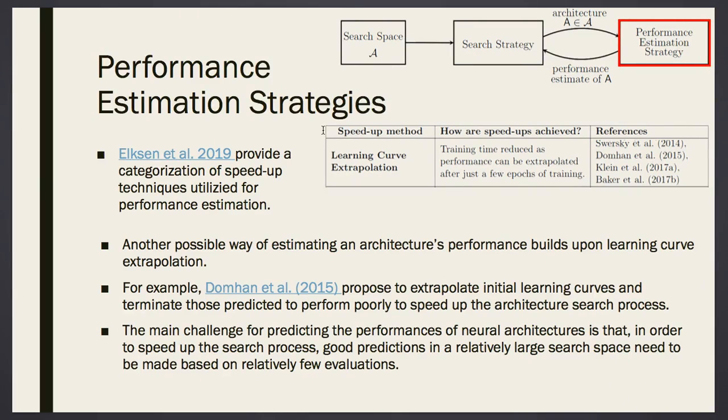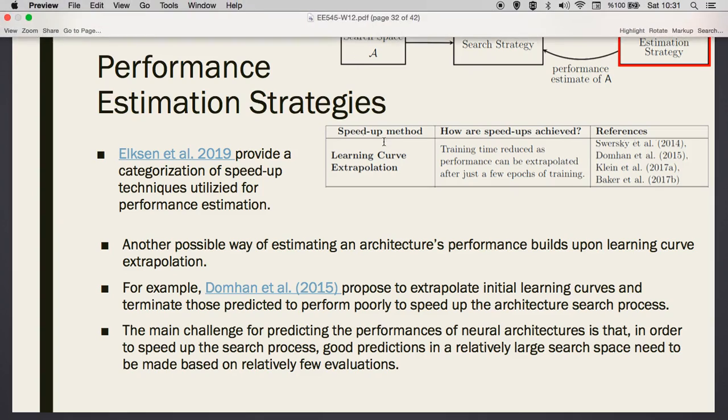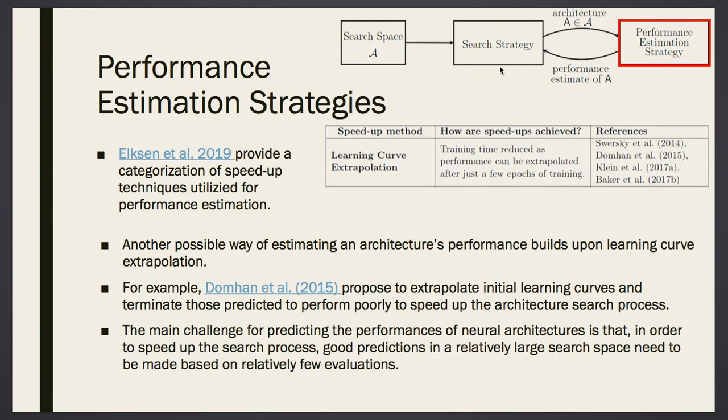Okay, learning curve extrapolation. In order to understand this method, we should first understand what a learning curve is. So let's remember what we were doing. There's a search space. Within that search space, the search strategy chooses an architecture. For that architecture, we make a performance estimation. What is a performance estimation? You train that architecture from scratch.